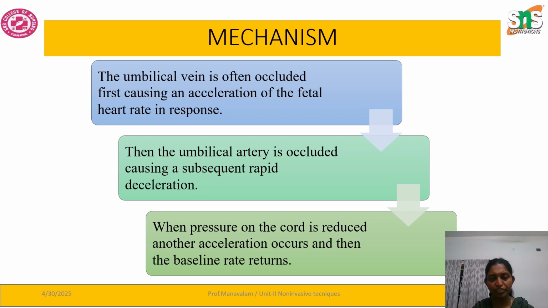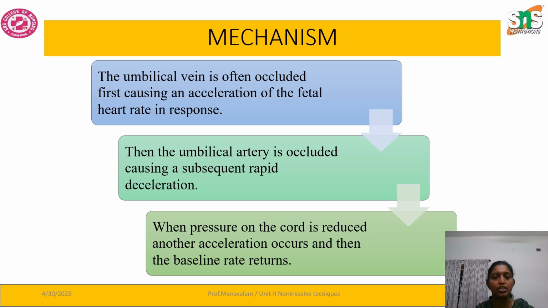Usually the umbilical cord consists of the umbilical vein and umbilical artery. Whenever the umbilical vein gets occluded during uterine contraction, first there is an acceleration of the fetal heart rate in response to the umbilical vein occlusion. Following that, the umbilical artery gets occluded, which causes a subsequent rapid deceleration of the fetal heart rate.